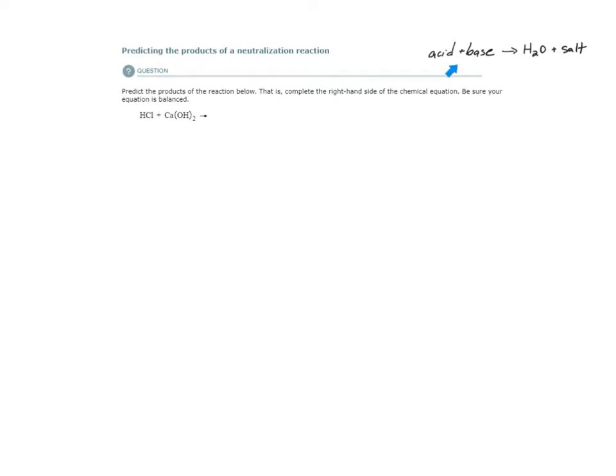So this is a neutralization reaction. An acid neutralized by a base to form water and a salt. These are always the products that we get. In this case, I have a strong acid, hydrochloric acid, reacting with a strong base to produce water and salt. By definition, this is a perfect example of a neutralization reaction. So I know that my first product is going to be water.